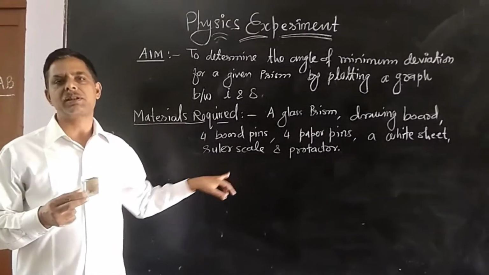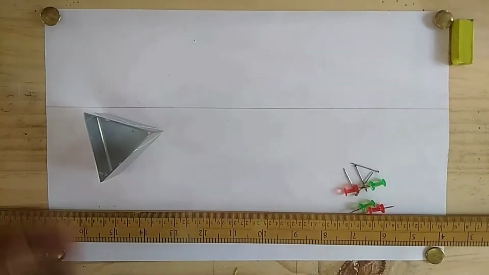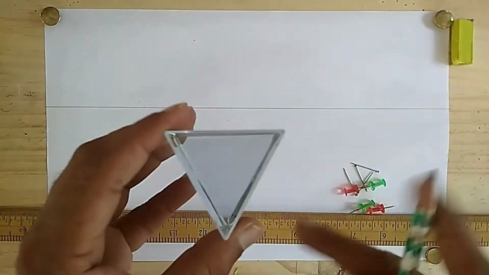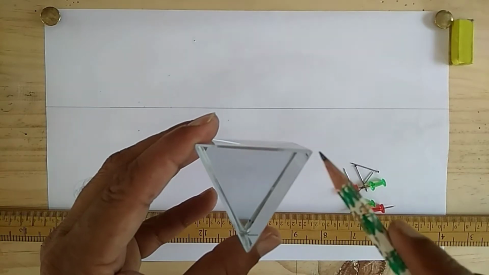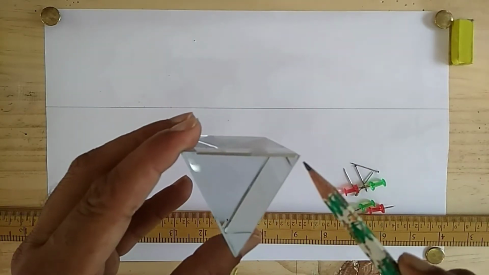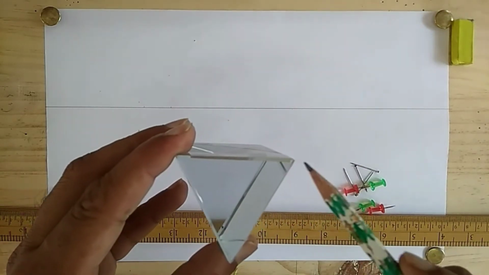Now, how can we do this experiment? Now see. Now take this prism. Suppose this angle is angle of prism. This is one refracting face and this is the other refracting face. These 2 faces are inclined at this much angle. This is angle of prism.